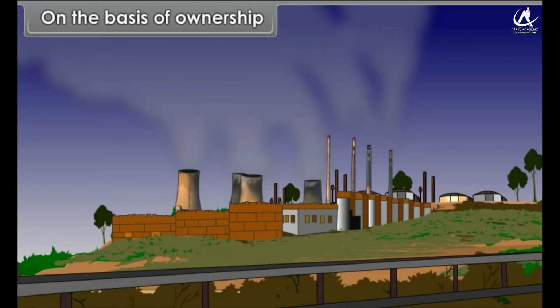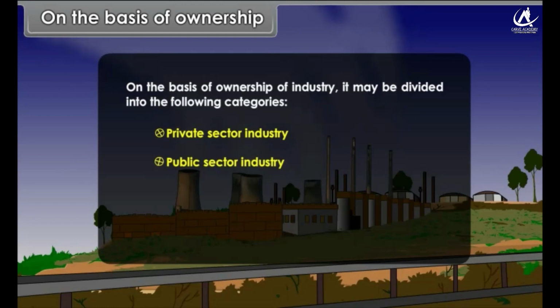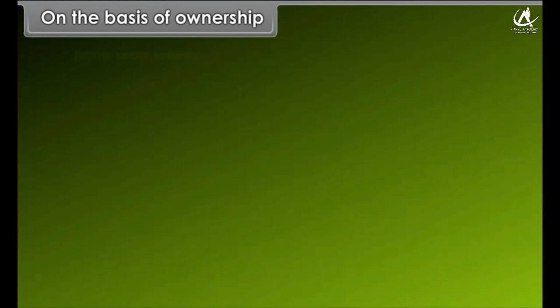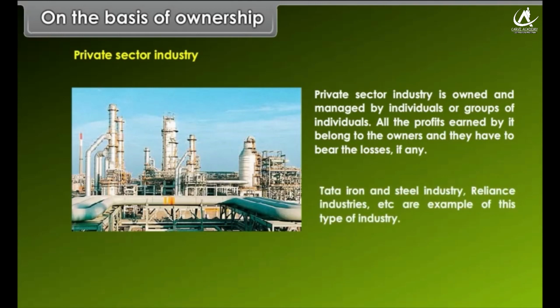On the basis of ownership. On the basis of ownership of industry, it may be divided into the following categories: private sector industry, public sector industry, joint sector industry, cooperative sector industry. Private sector industry. Private sector industry is owned and managed by individuals or groups of individuals. All the profits earned by it belong to the owners, and they have to bear the losses if any. Tata Iron and Steel Industry, Reliance Industries, etc. are example of this type of industry.